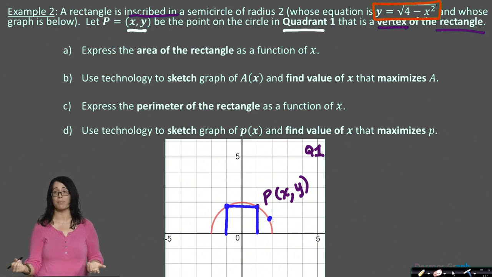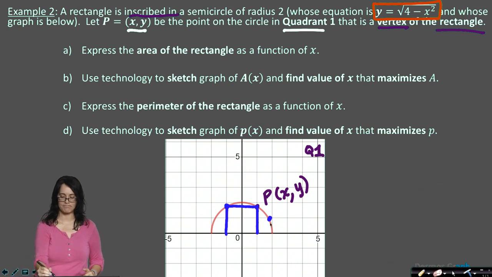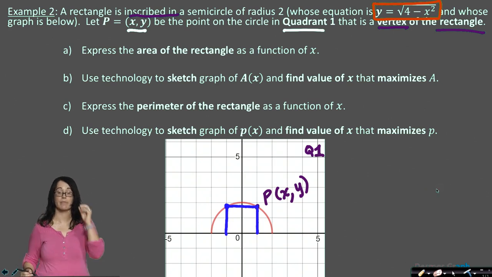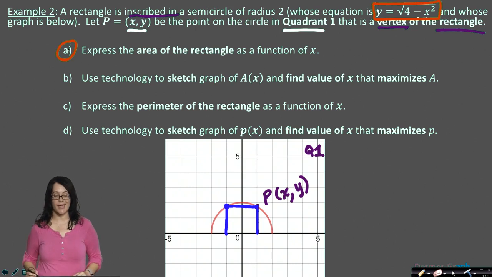So depending where you put P, you get a different shape of your rectangle. It's still going to be a rectangle, but it has a different length and a different width. So with that in mind, what we're going to be doing is answering some questions about area and perimeter. Let's think about what they're asking us here. In part A, express the area of this rectangle as a function of x.